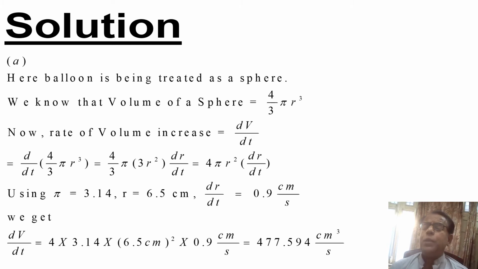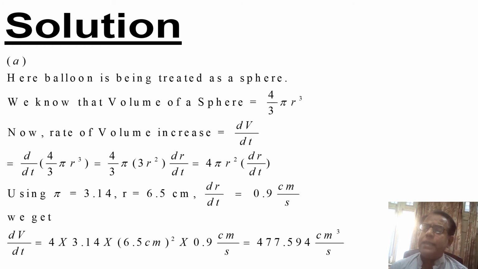Using pi equal to 3.14, radius r equal to 6.5 centimeter, and dr/dt equal to 0.9 centimeter per second, which is given. This quantity is given in the statement. dr/dt equal to 0.9 centimeter per second.